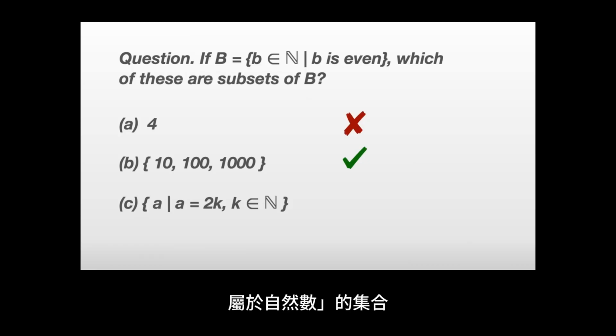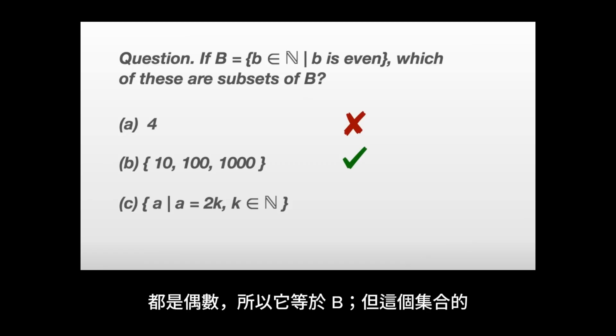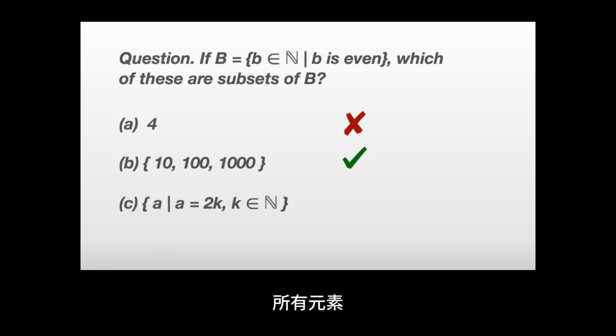The set of A such that A is equal to 2k, where k is in the natural numbers, is actually another way of writing the even numbers, since 2 times any number is even. And so this is equal to B, but all the elements of this set are also in B, so technically it is a subset of B. This highlights a general property about subsets. All sets are subsets of themselves.